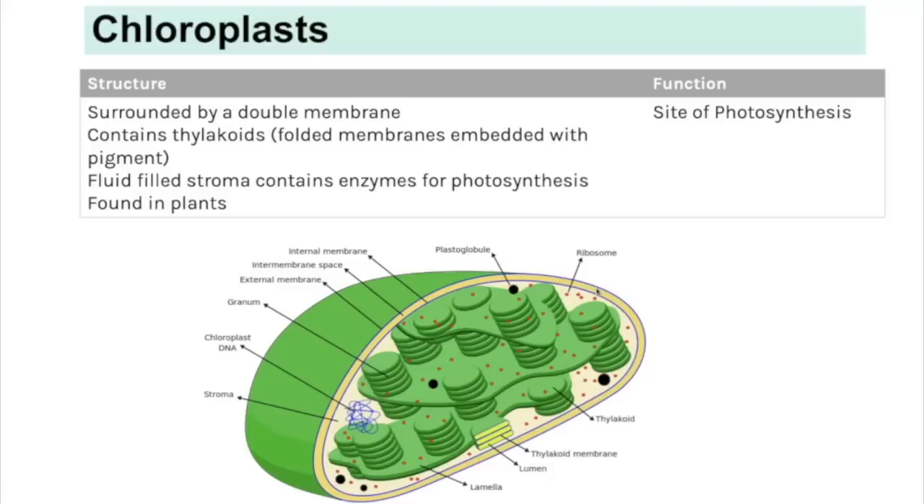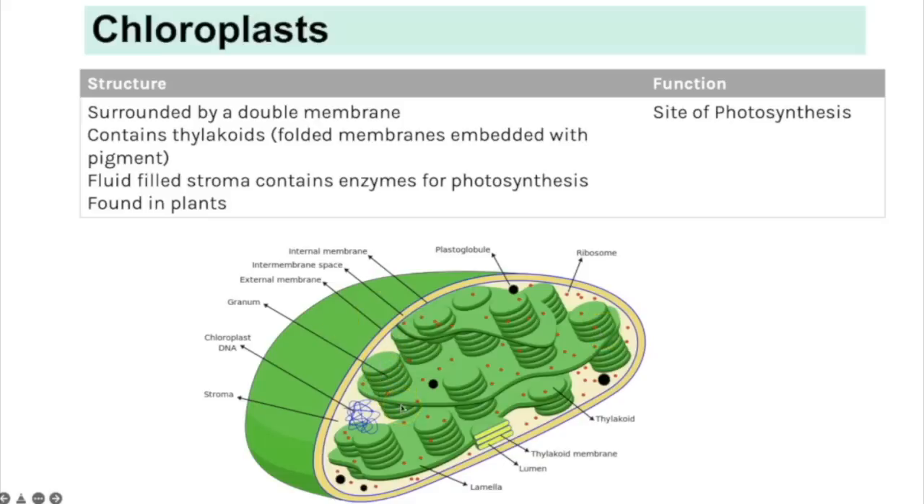Chloroplasts, again, only found in plants, and this is the site of photosynthesis. Again, it's a double membrane organelle, and we have the outer membrane, the inner membrane, and then on the inside we have even more membranes, and that is these thylakoid membranes which stack up to create what we call a grana if it's plural, or just a granum if we're just looking at one of those stacks.